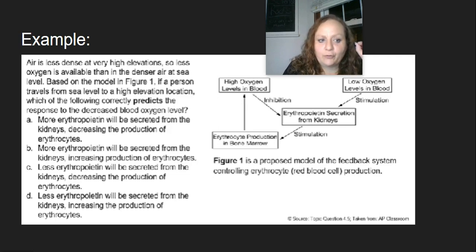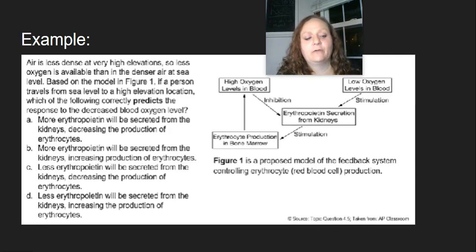More erythropoietin will be secreted from the kidneys, decreasing the production of erythrocytes. More erythropoietin will be secreted from the kidneys, increasing production of erythrocytes. Less erythropoietin will be secreted from the kidneys, decreasing the production of erythrocytes, and less erythropoietin will be secreted from the kidneys, increasing the production of erythrocytes. So it seems to me our answer choices here are really based on, are we going to secrete more erythropoietin, or are we going to secrete less erythropoietin? And then what is going to be the result of that action?